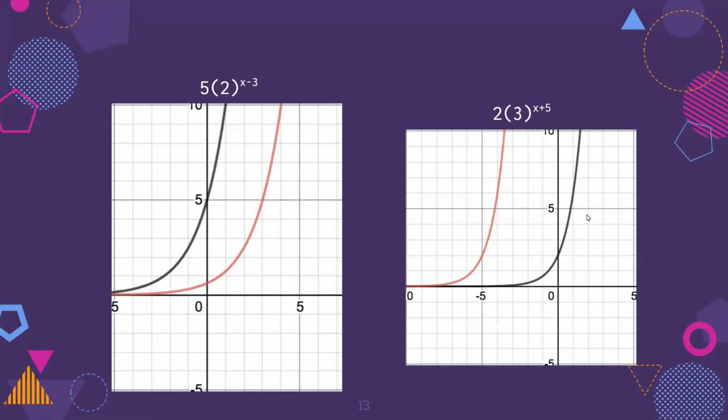And these two are just the equations again. The first one is shifted 3 units to the right of the starting function, and the right graph is shifted 5 units to the left.